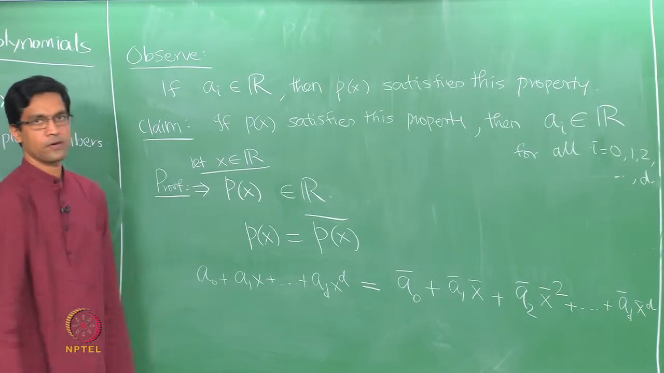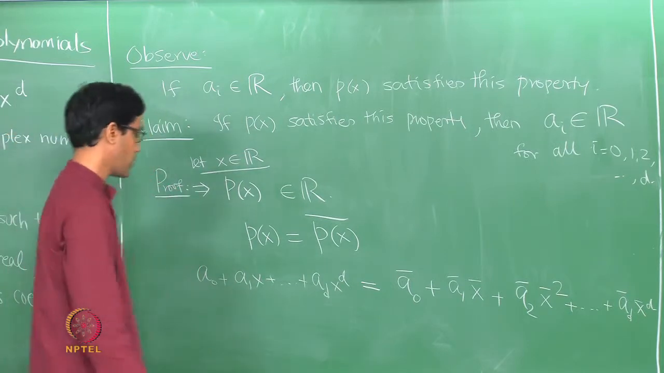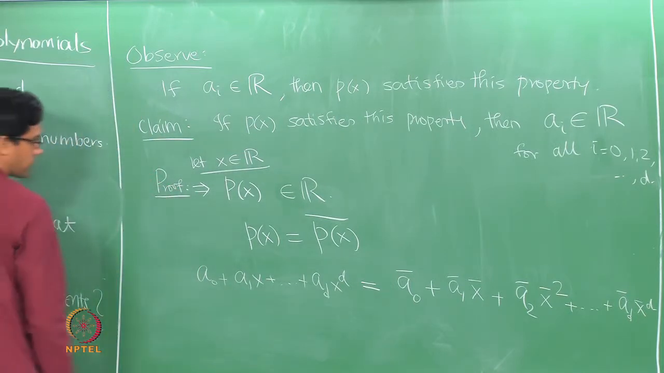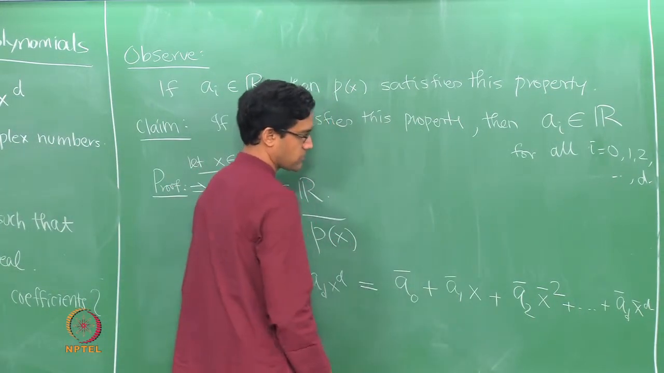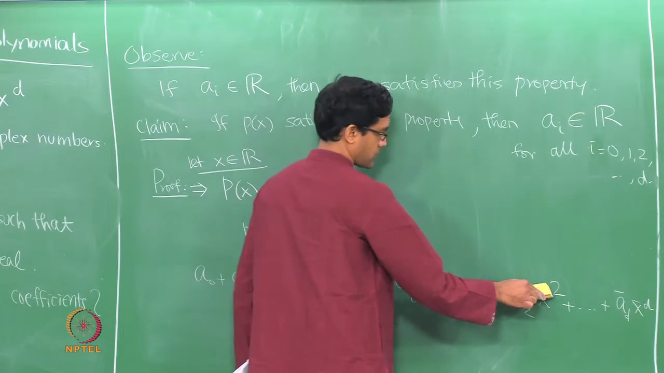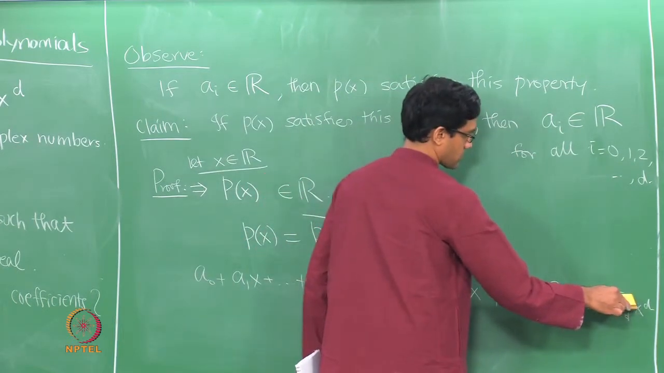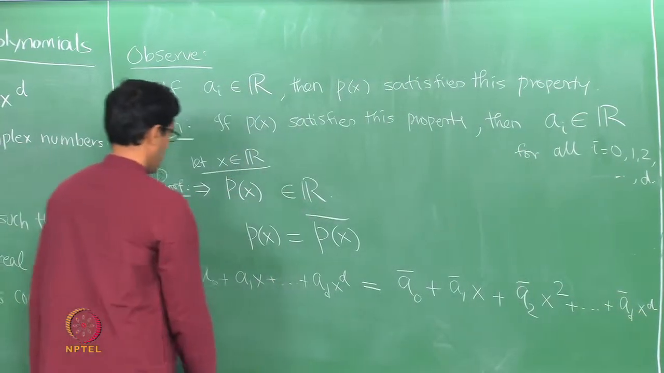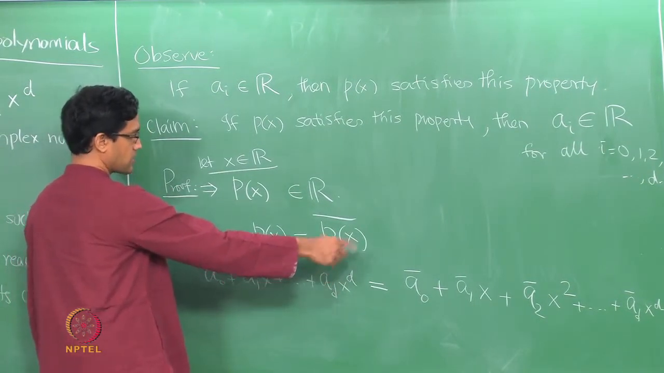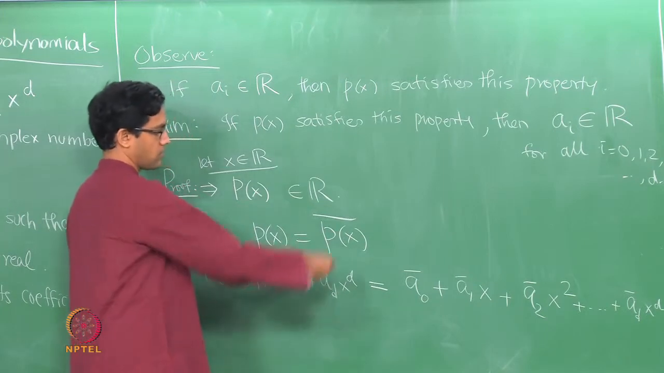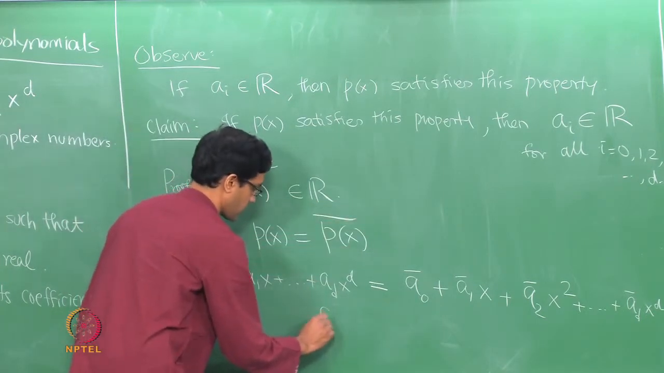But observe I have said that x is a real number, which means that x is its own conjugate, right. So real numbers are their own conjugate, so in fact x bar is the same as x because of the assumption that x is real. So I can just remove the bars on the x's. Okay, so here is the conclusion that a0 plus a1x plus ... plus adx^d is the same as a0 bar plus a1 bar x plus and so on, for all real numbers x.